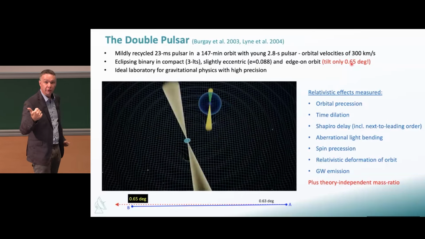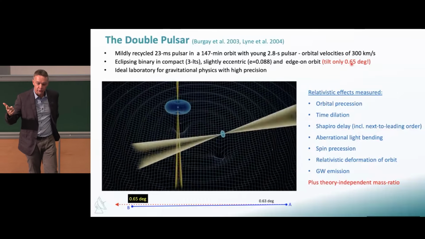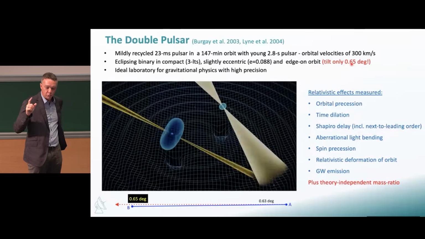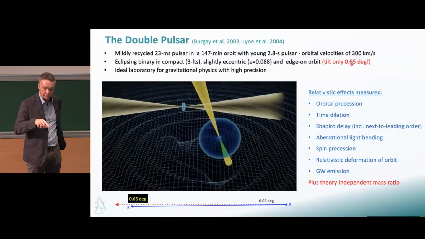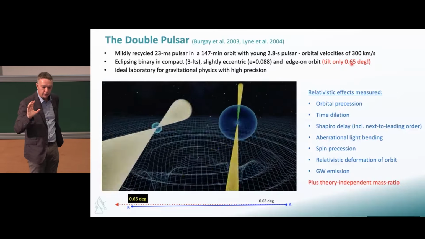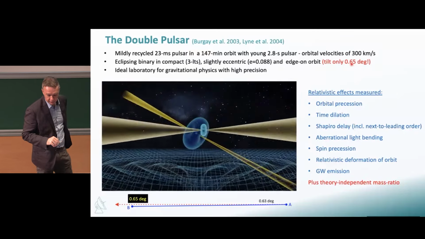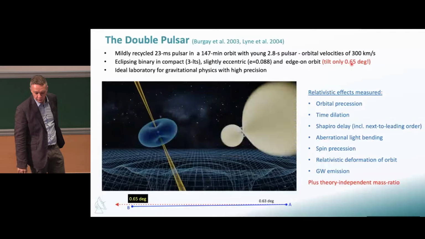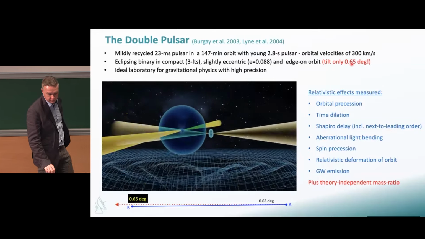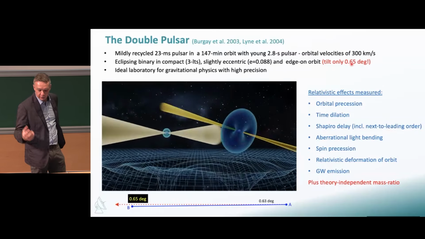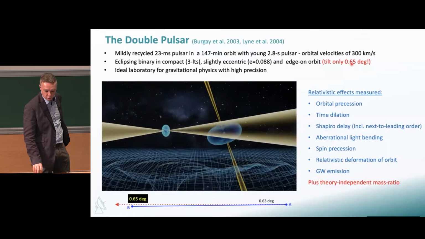Here we have a 23 millisecond pulsar and a 2.8 second pulsar, where the 23 millisecond pulsar is recycled, it's old, and the 2.8 second pulsar is young. They both have orbital velocities of about 300 kilometers a second. The orbit is very compact, it's only 3 light seconds across.